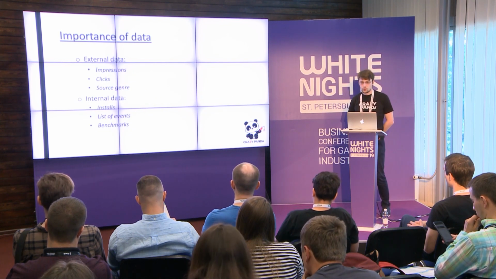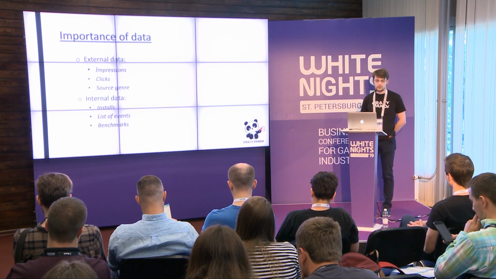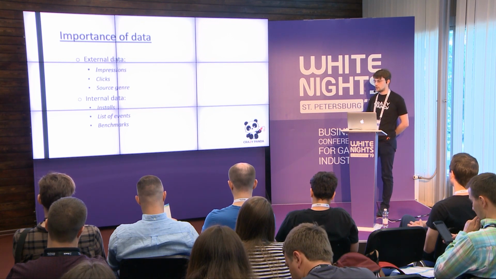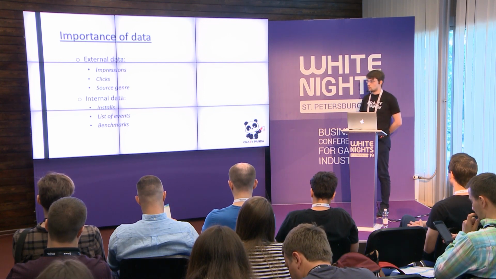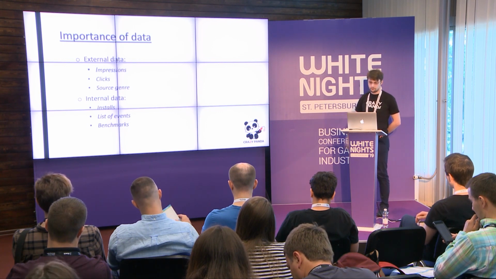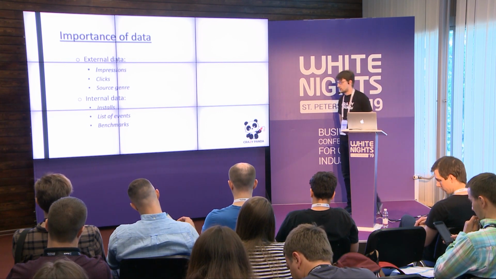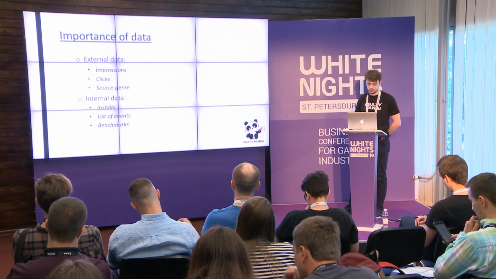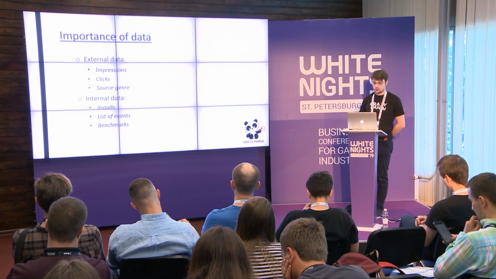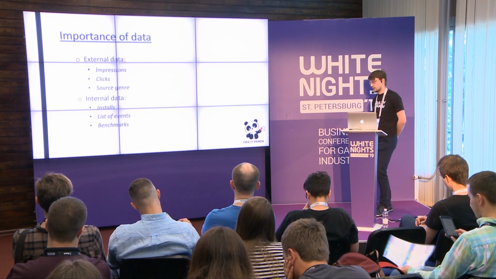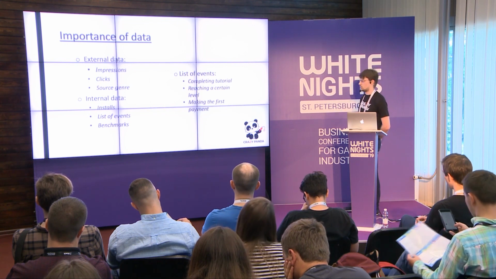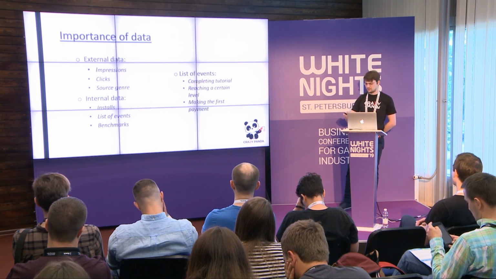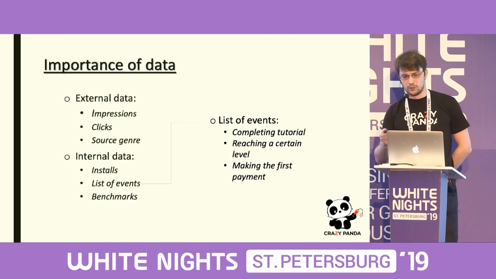Once again, before building an approach to the problem, let's start from the basics. What can we measure? Contrary to the previous problem, where we could measure only one metric, here we can go with a lot. External data: impressions, clicks, source genre. I will go deeper into detail why it's important with some example in a minute. And internal data: installs, list of events. Well, for example, you all know something like completing the tutorial, reaching a certain level, making a first payment. These events are really familiar to you.